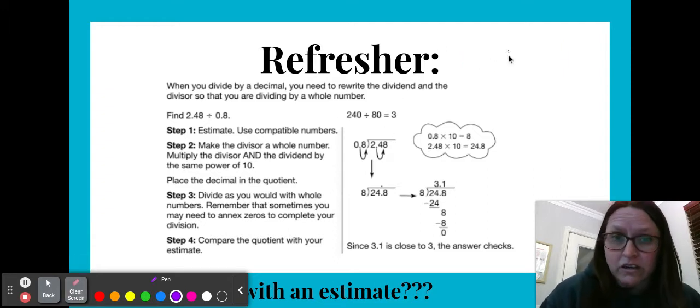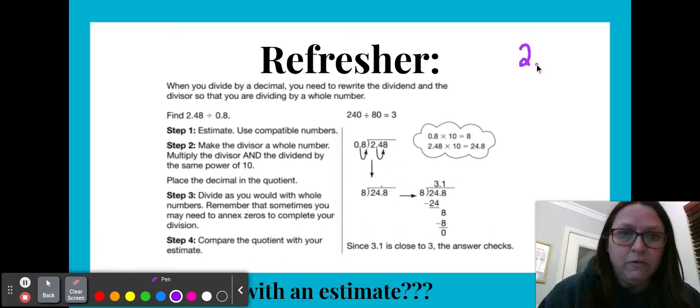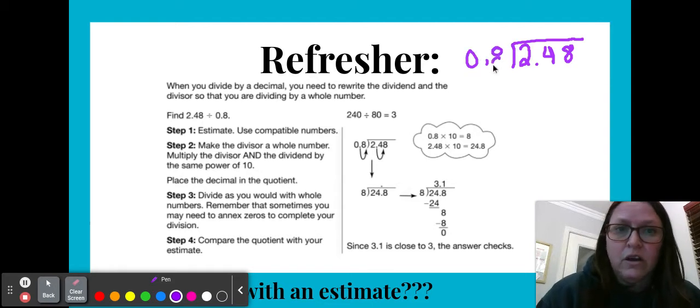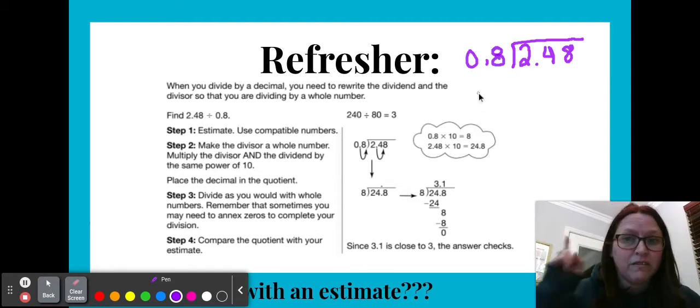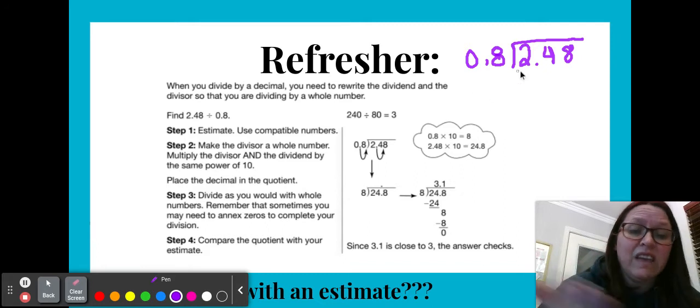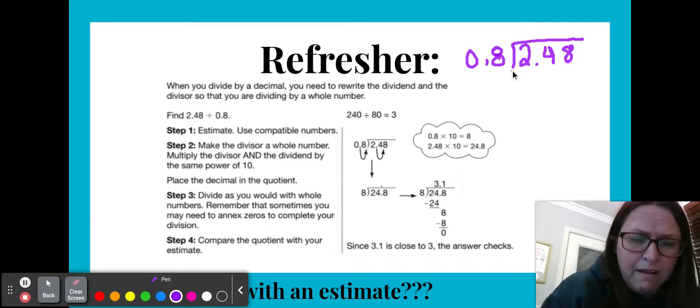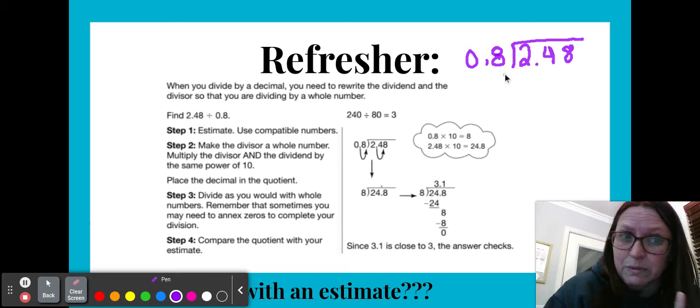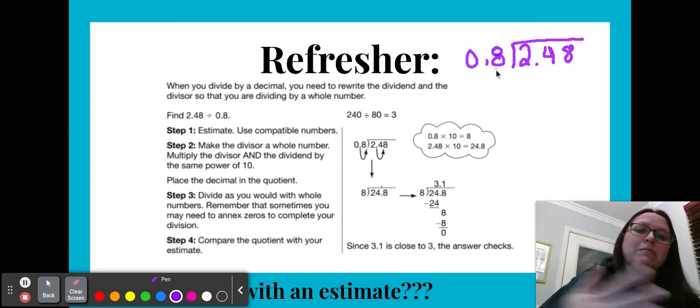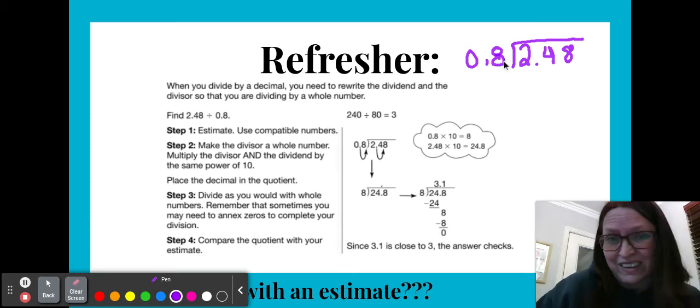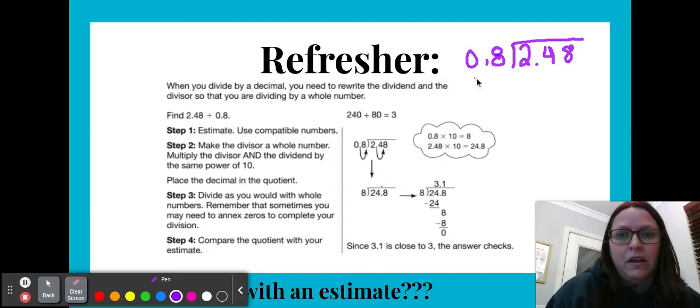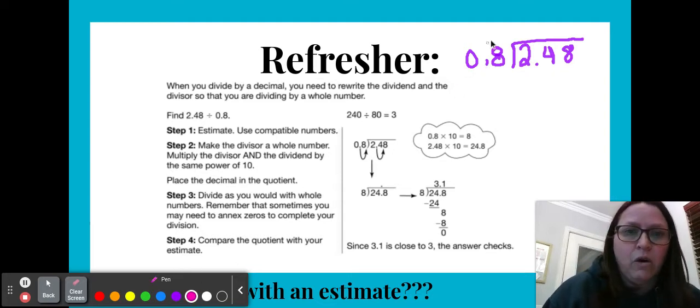And so let's look at another one. This one's a little trickier because it is 2.48 divided by 0.8. What you need to do in a problem like this, the first step is guess. I know that 8 goes into 24, but I'm not going to guess yet because first I want to understand what happens with my decimals because these decimals are kind of crazy. So I need to make this right here a whole number. 8 needs to be a whole number.